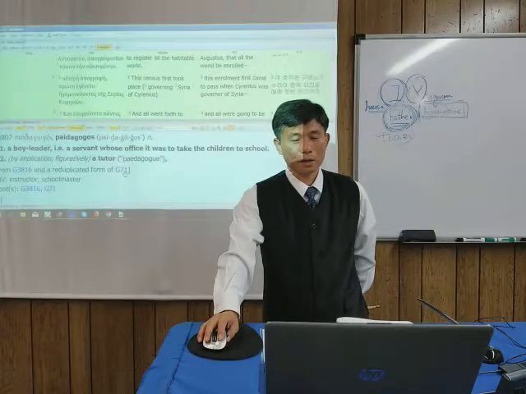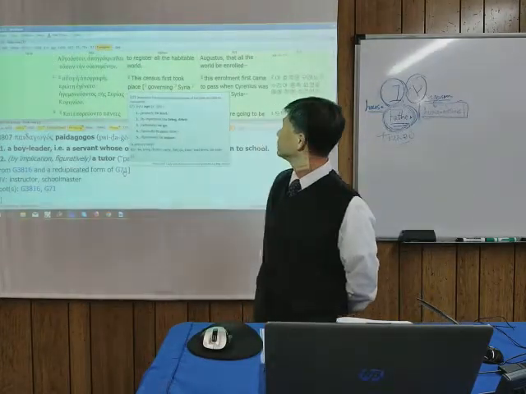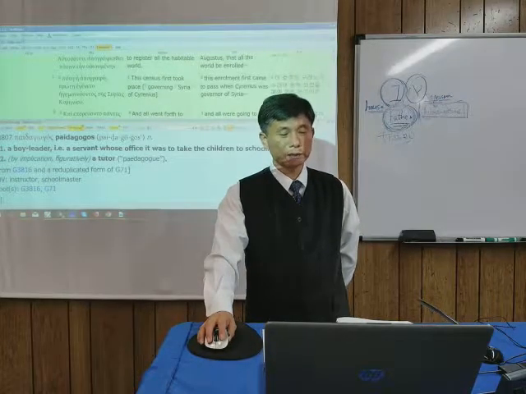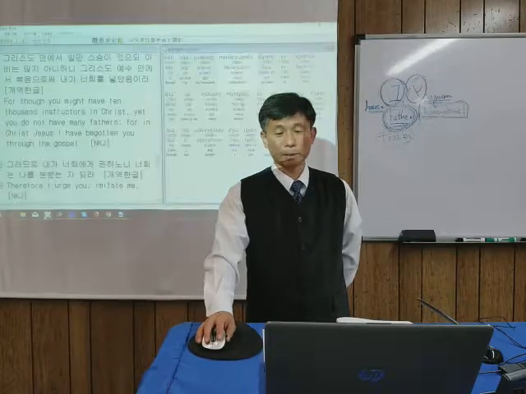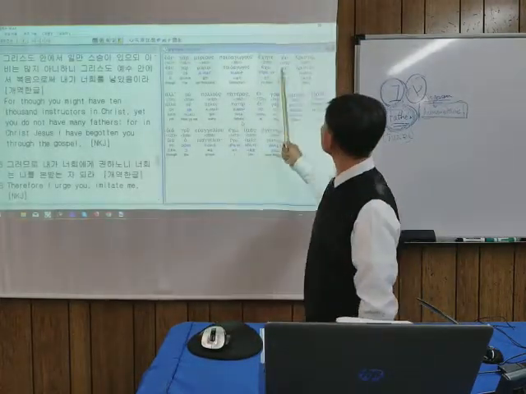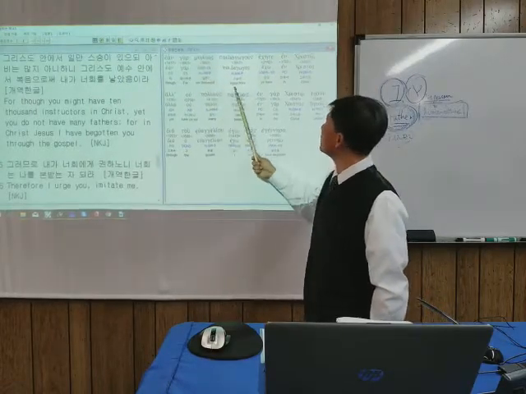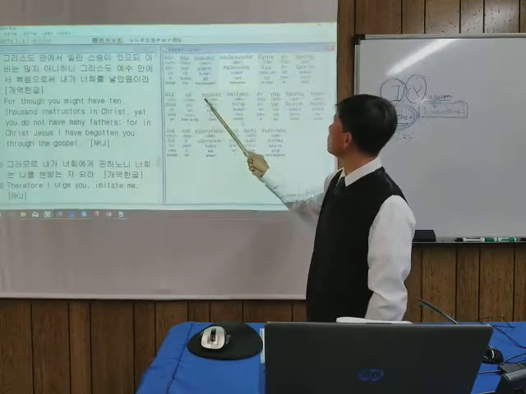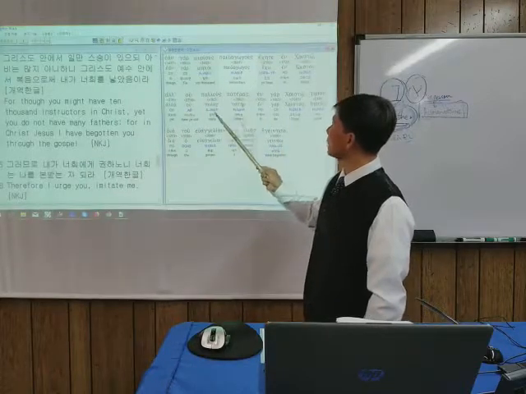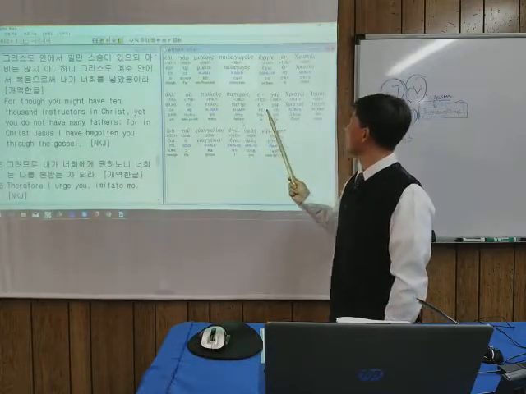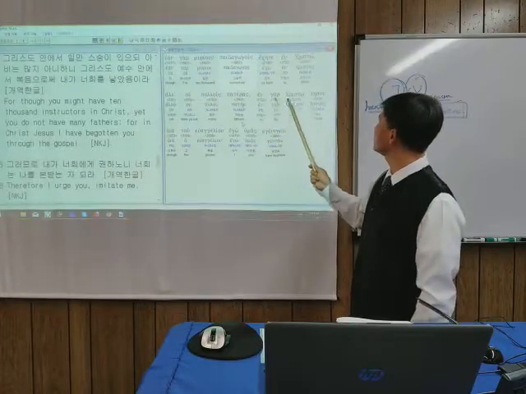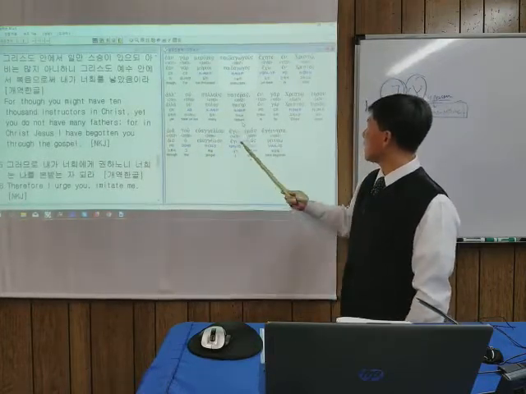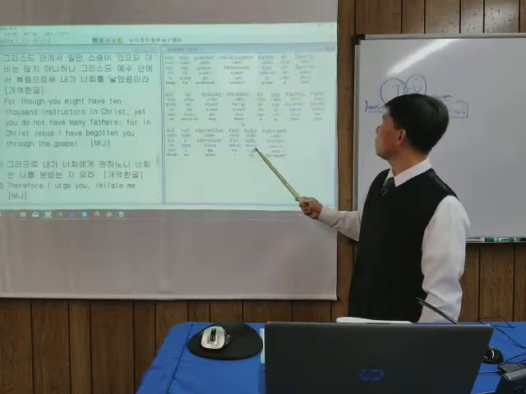And then 71, ago. Ago is to lead, to bring, to go. So that's the paidagogos, training the pais at the elementary level. Okay, so in Christ, if you have very many paidagogos, but you do not have many fathers, where? En Christo Iesou, in Christ Jesus, dia tou euangeliou, through the gospel, I have begotten you.